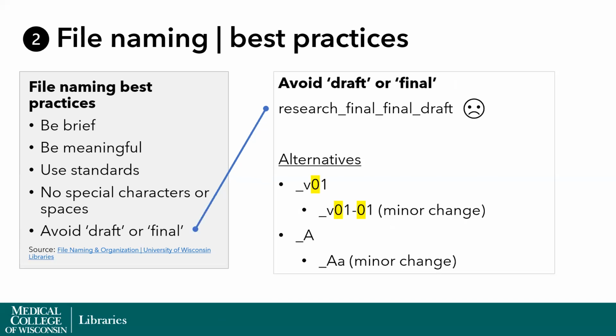And then finally, my final best practice is to avoid using draft or final, because you might think it's the final, but it never is. Some alternatives to this are using versions. So here I'm using version 01, and then you can use dashes to indicate minor changes. If you don't like using numbers, you can use letters. Here I highlighted the 0, because if I think I might be going up to 99 versions, or up to 100 versions, or up to 1,000 versions of something, I would include leading zeros so that you can sort everything appropriately.